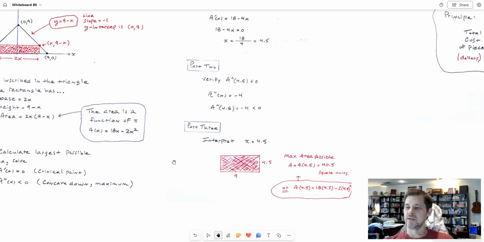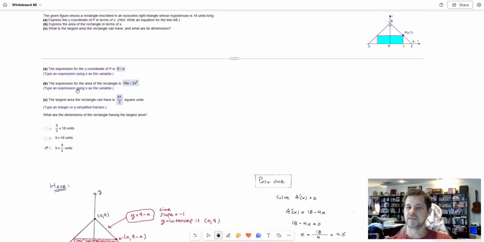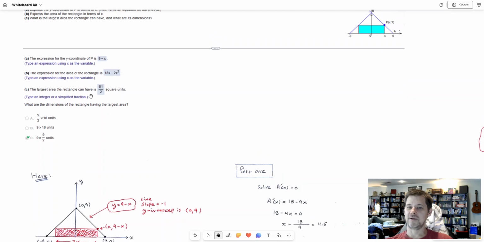All right, so let's see then. What does it ask us about this? So I've answered part A and I've answered part B. It says, okay, what is the largest area that this rectangle can have? Well, so far I've figured out that it's a 9 by 4.5 rectangle. So if I multiply those, I can tell you the area, and that's 40.5. Okay, so 40.5 is what you see here. The instructions say to enter a simplified fraction, so I converted 40.5 to a fraction. That's 81 over 2. So that takes care of the first part of part C.